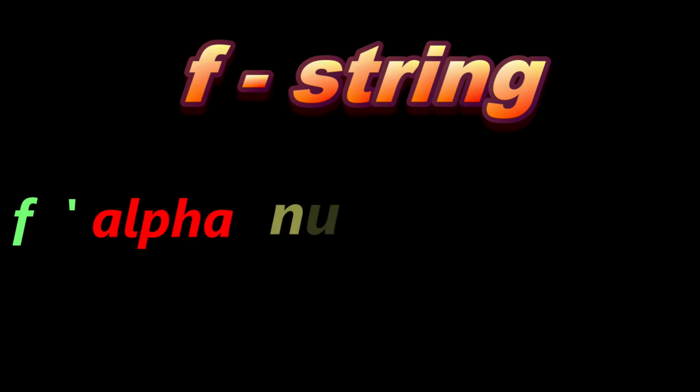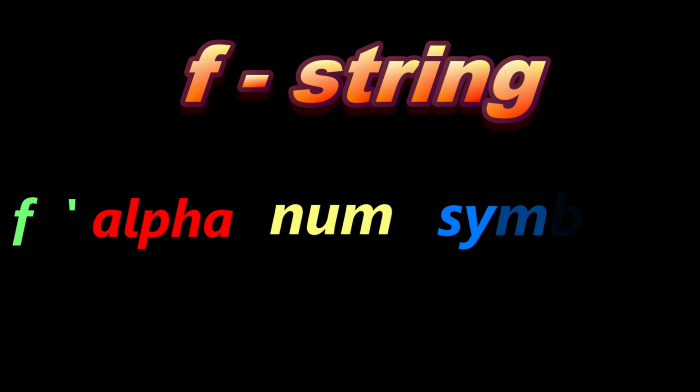F and then string. String we write in single inverted comma, and we know in single inverted comma we write down alphabet, numbers, and symbols. In the print statement, we enclose the F string.